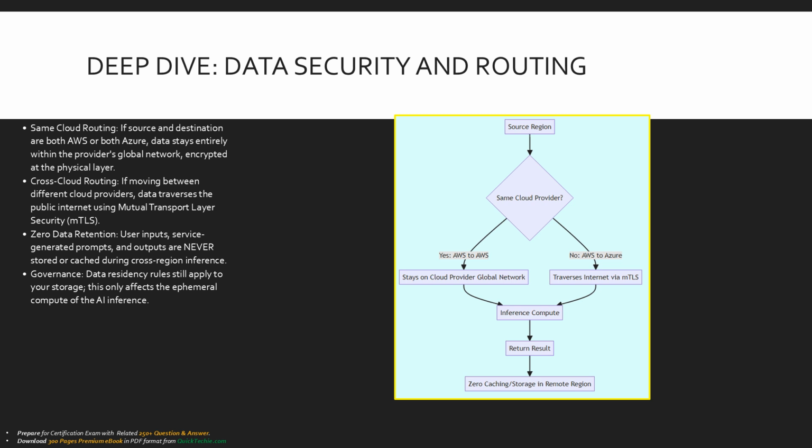Both paths arrive at the inference compute node. Once the result is calculated and returned, the final and most important step is triggered: absolute zero caching or storage of that payload in the remote region. Your intellectual property remains secure.